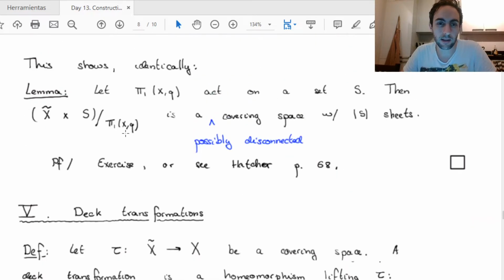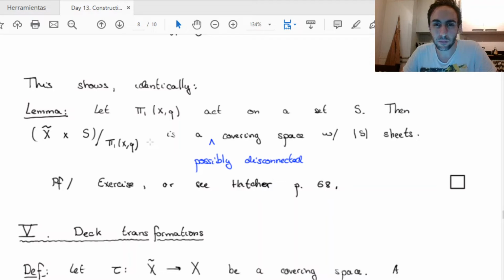And the reason is that it motivates the following lemma, which says the following. Suppose I have the fundamental group and it acts on a set S, and this is an abstract set. This is not a coset space anymore. This is whatever. Then you can do the same construction.